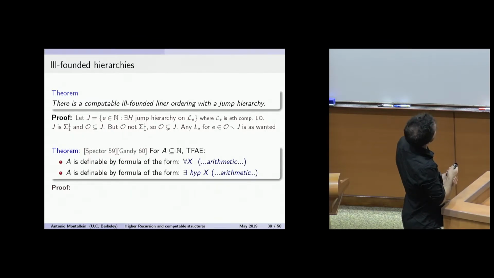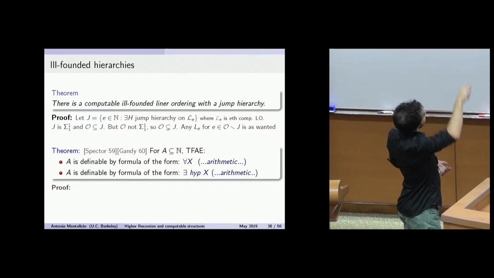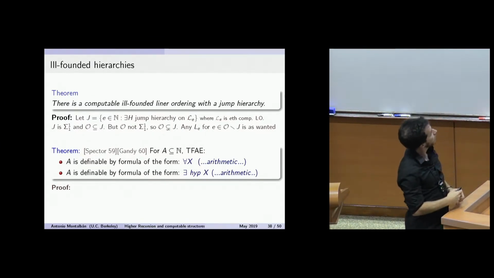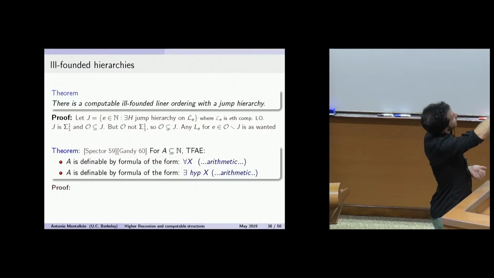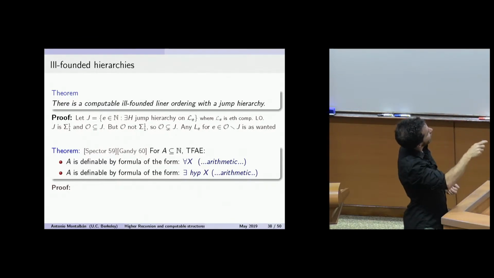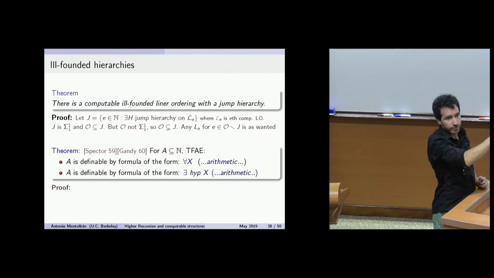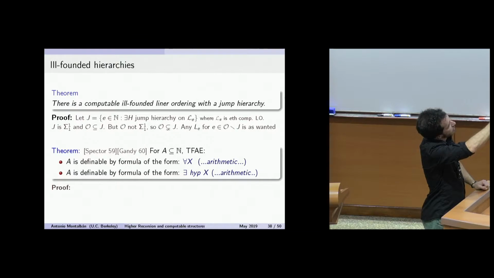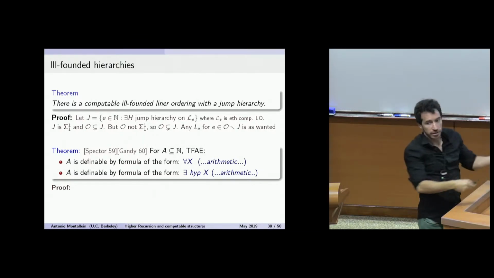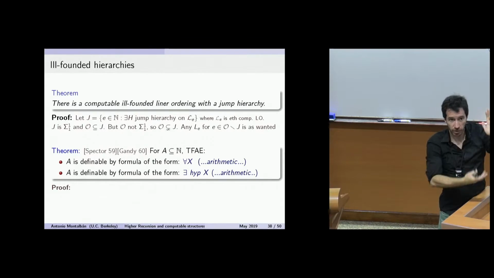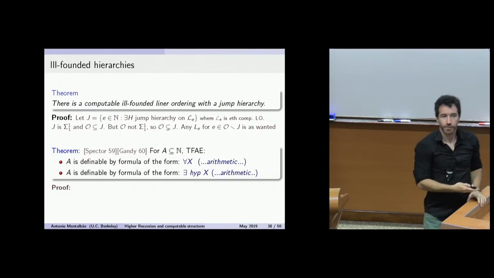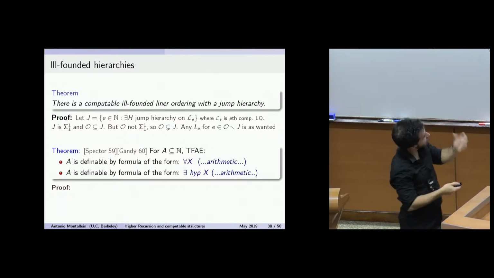I guess this is here just because it's an application of the jump hierarchies theorem, and I'm going to need it for the next slide. This is a theorem of Spector and Gandy. I don't know what the story is; it was independently proved by them. It says that if you have a set of natural numbers A, the following are equivalent: A is definable by a Pi^1_1 formula, or A is definable by a formula of the form there exists a hyperarithmetic real X such that something hyperarithmetic. So for all X becomes there exists hyperarithmetic, and vice versa: one way, and exists hyperarithmetic becomes Pi^1_1. So if you're quantifying over hyperarithmetic reals, the quantifier flips. It's kind of strange.